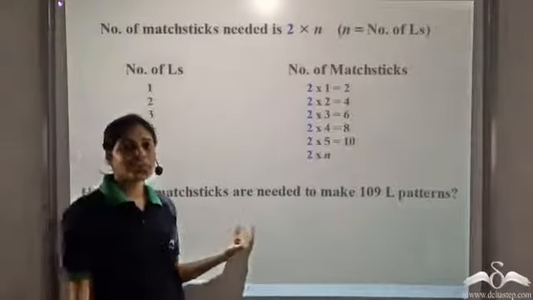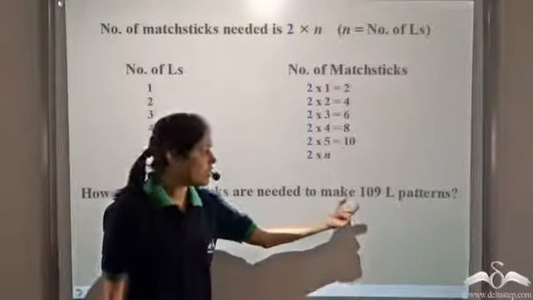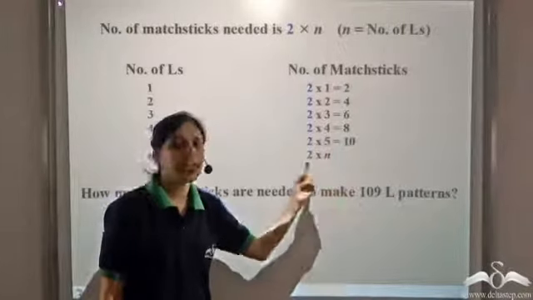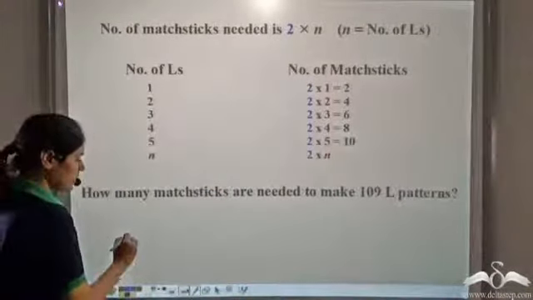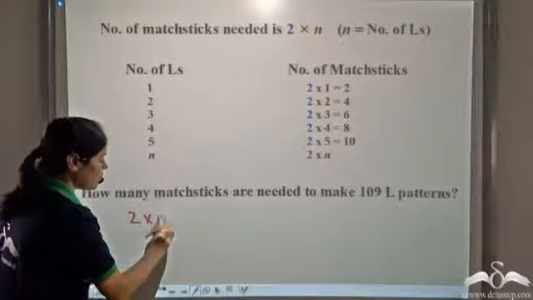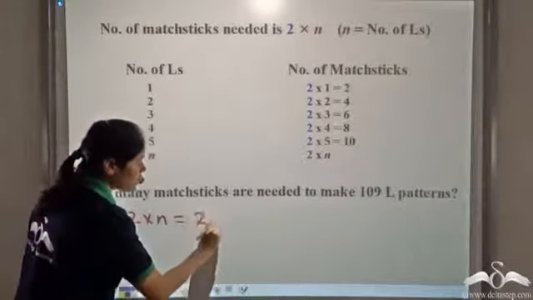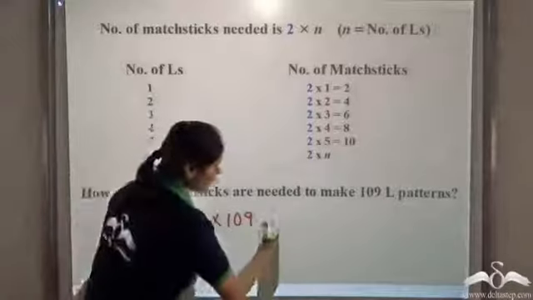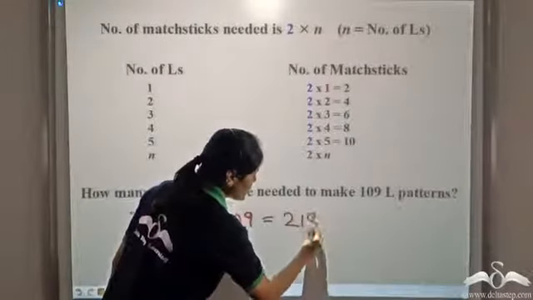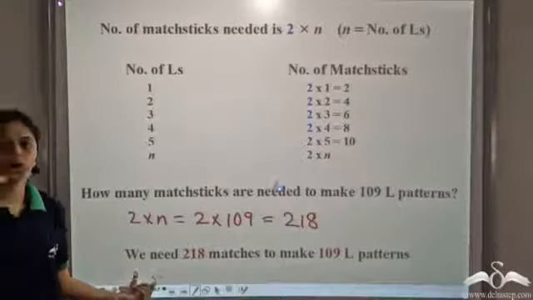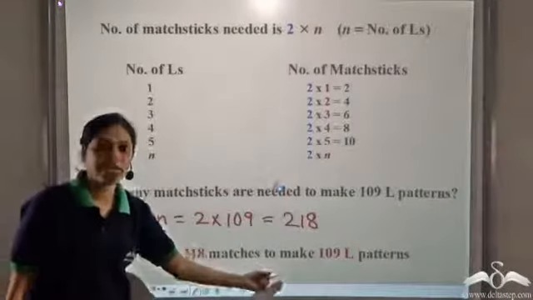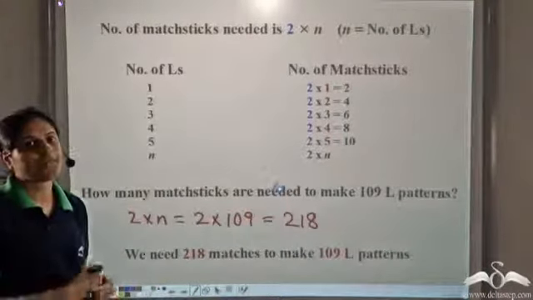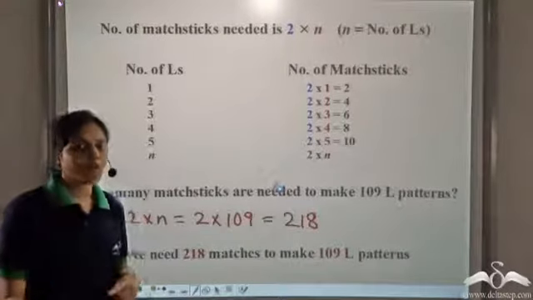How many matchsticks are needed to make 109 L patterns? Now this is a huge number, but since we have this formula with us now, we can calculate it very easily. So we have 2 into n. We simply put 109 in place of n. So 2 into 109 gives us 218. So we require 218 matchsticks to make 109 L patterns. So this is the magic of mathematics and this is the magic of algebra.